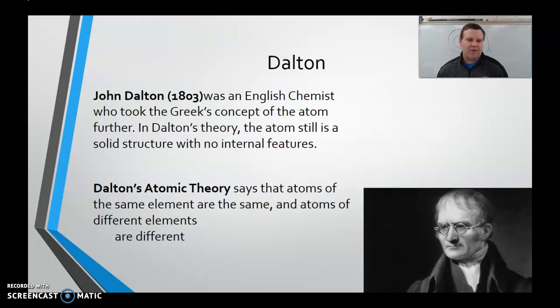Whipping along a few thousand years takes us to John Dalton. He was an English chemist, and his idea was that atoms were the building blocks of matter. He came up with a theory that atoms of the same type were the same, and atoms of different elements were different, so a carbon atom and a gold atom are different things. You can go into a lot more explanation on Dalton's atomic theory, but for right now, Dalton basically says that atoms are the things that make up matter.